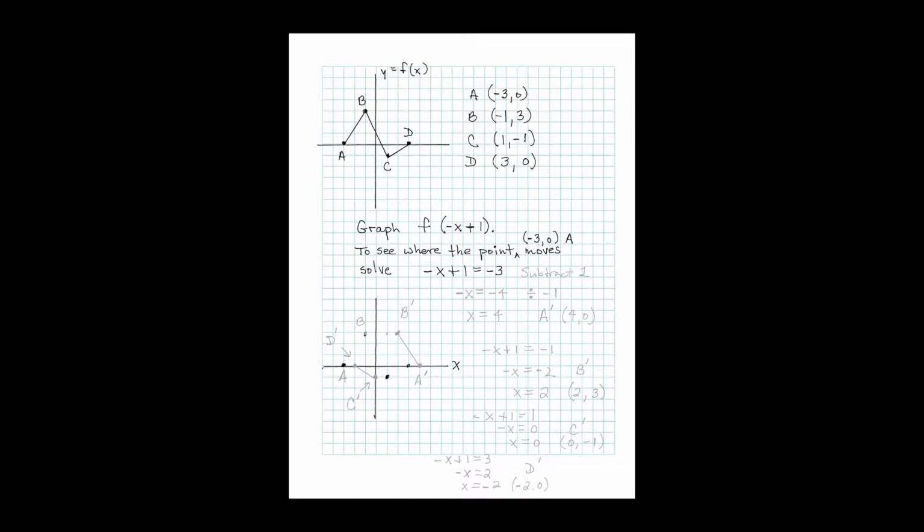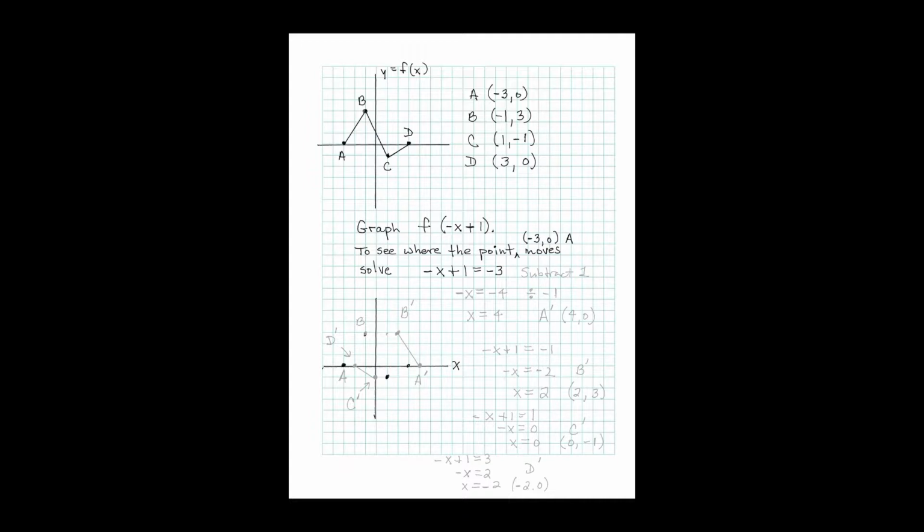And so we have the 4 points graphed here, and I've given the coordinates for each, and I'm labeling the points A, B, C, and D. And this represents endpoints and corner points for a particular function f. And what we're about to do is we're going to graph f of negative x plus 1.